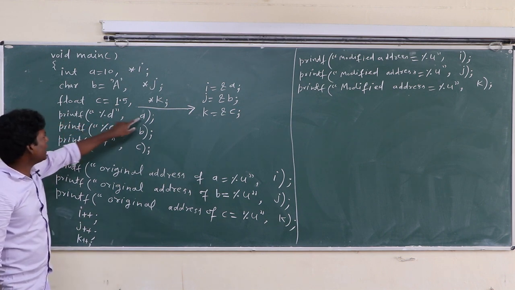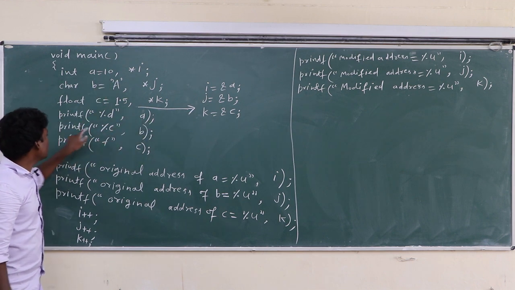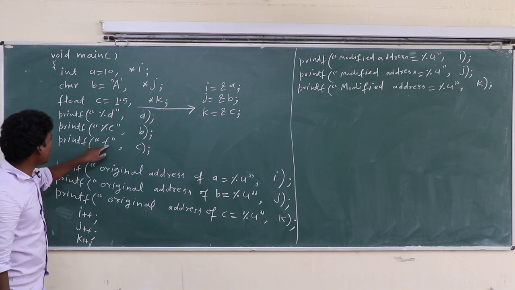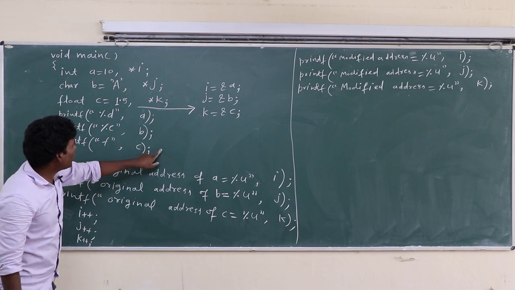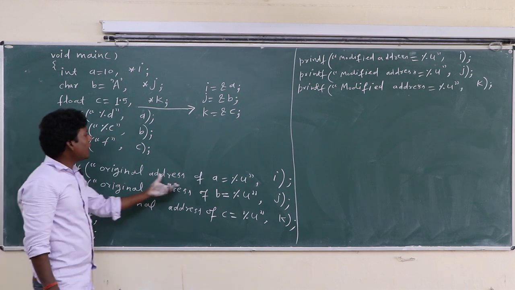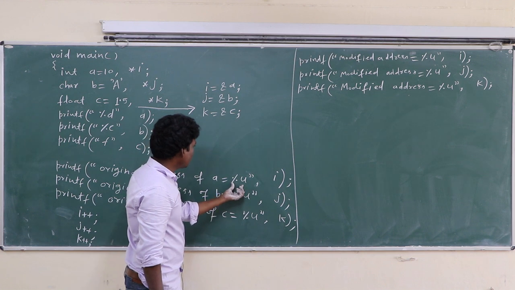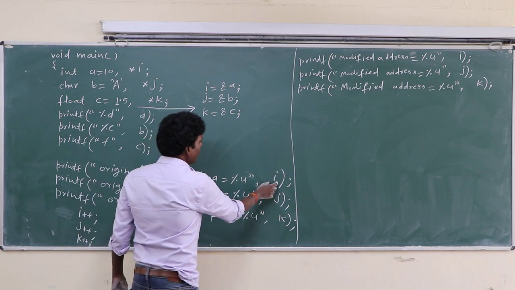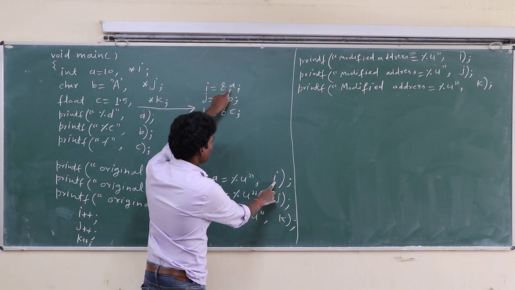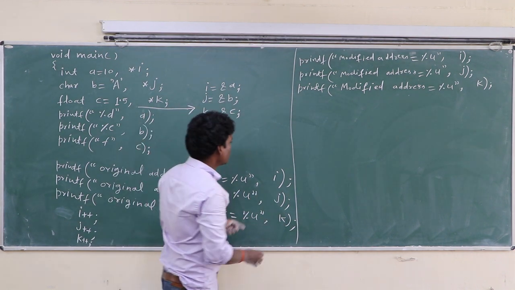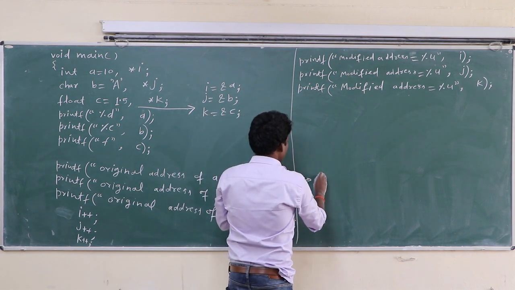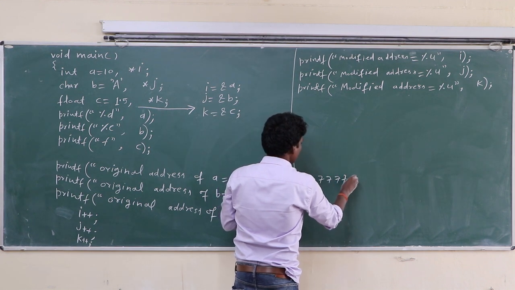Now printf %d a, 10 will be printed here. printf %c b, a will be printed here. printf %f c, 1.5 printed here. Now printf original address of a equal to %u i. %u prints i, and i has address of a. Okay class? So suppose here address is 77770.